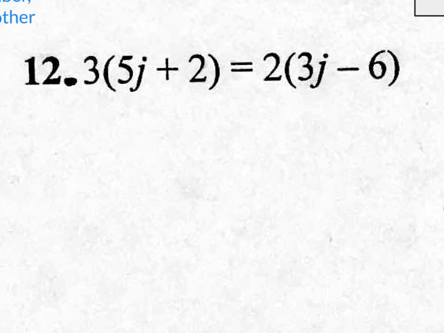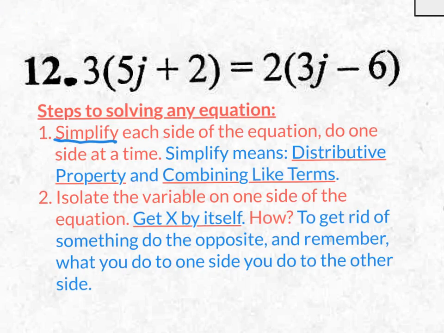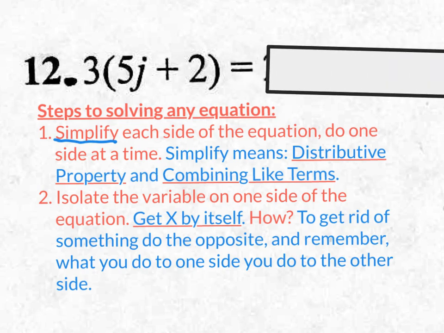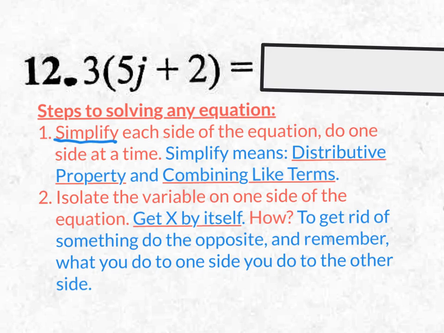Once again, step 1 is to simplify. And on this equation, we can simplify. And once again, it says simplify means distributive property and combining like terms. And it does say to do one side at a time. So I am going to cover up one side and do the left side. And then I'll cover up the left side and do the right side.